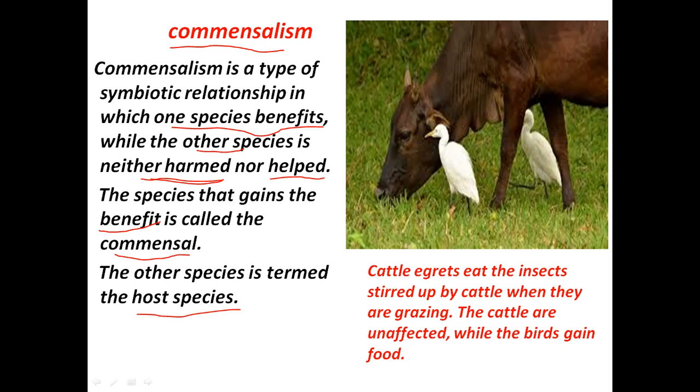Like this is an example of commensalism. Like you see here, cattle egret. This is the bird called the cattle egret. It eats the insects because when the cattle are grazing, they stir up the insects that are present there in the grass, that become visible to these birds. So these birds gain food by eating the insects, while the cattle are unaffected. There is no effect on the cattle. So this type of relationship is called commensalism. So here cattle egret is called the commensal because it gets the benefit, and the cattle is called the host.